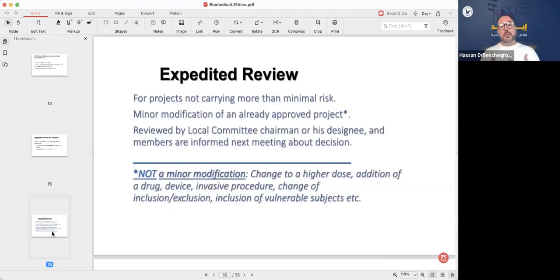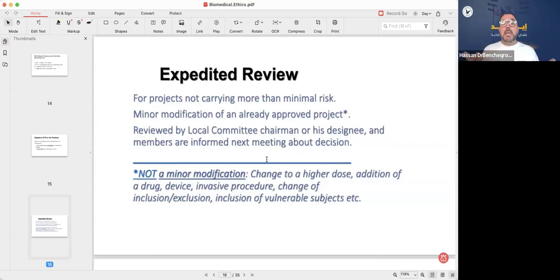في مرات where we ask for an expedited review. شو معناتها expedited review? Expedited review معناتها مراجعة مستعجلة. Expedited review, when there is a project not carrying more than minimal risk. There's no risk. Maybe the risk is blood draw. هياخدوا له الدم. That's it. It's not going to be giving the patient any medication or surgery or anything.